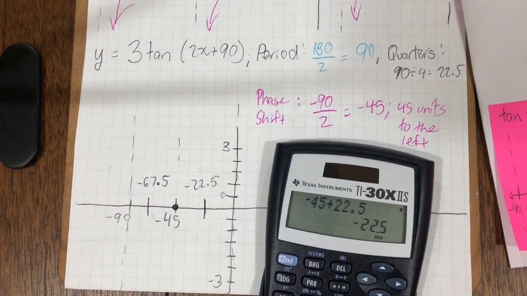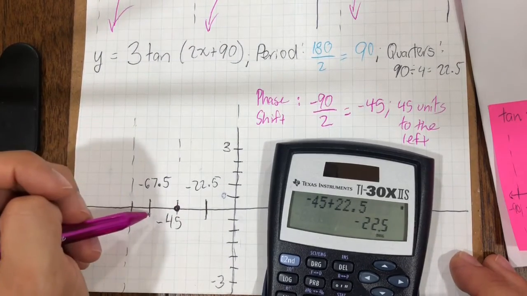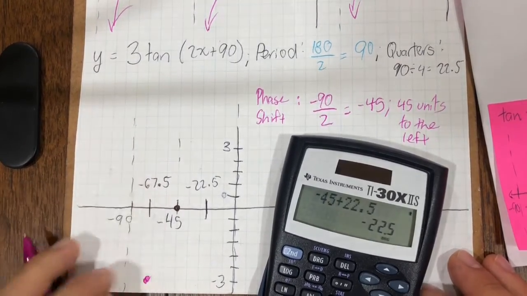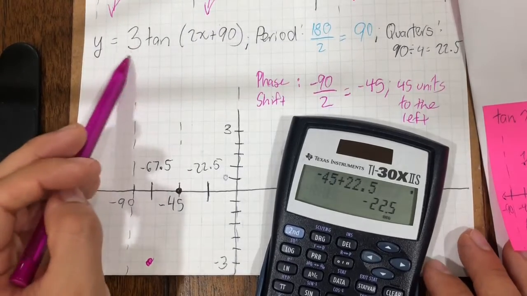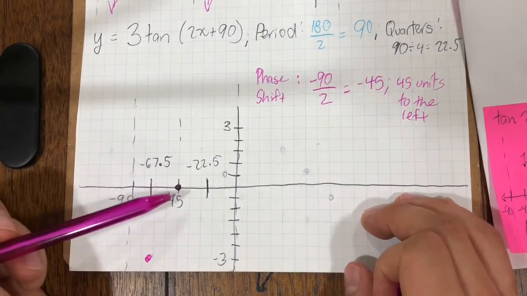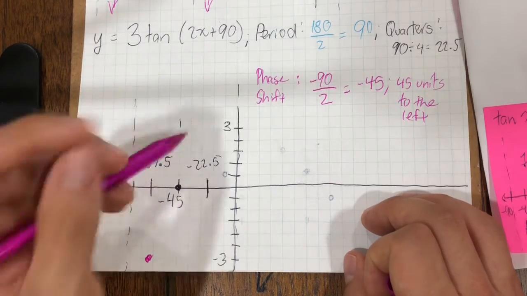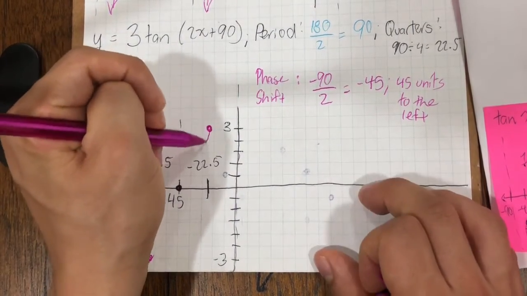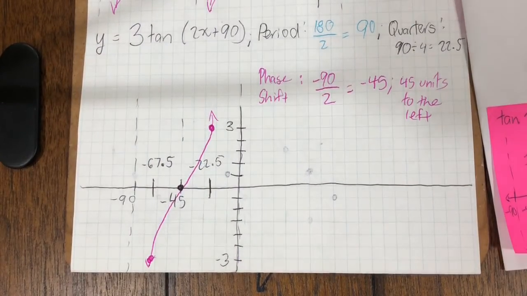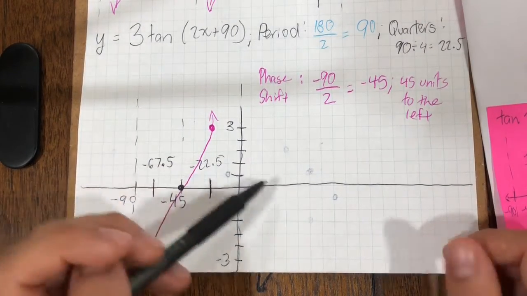All right, so I'm gonna make my graph. Starting after the first asymptote, we have low point at -3. Remember, the 3 in the front affects the y values. Then we have -45, which is still on 0, because anything times 0 is still 0. And then -22.5, it goes up to 3. Connect the points. Perfect. All right, so now I have my next graph, which is in between 0 and another asymptote.